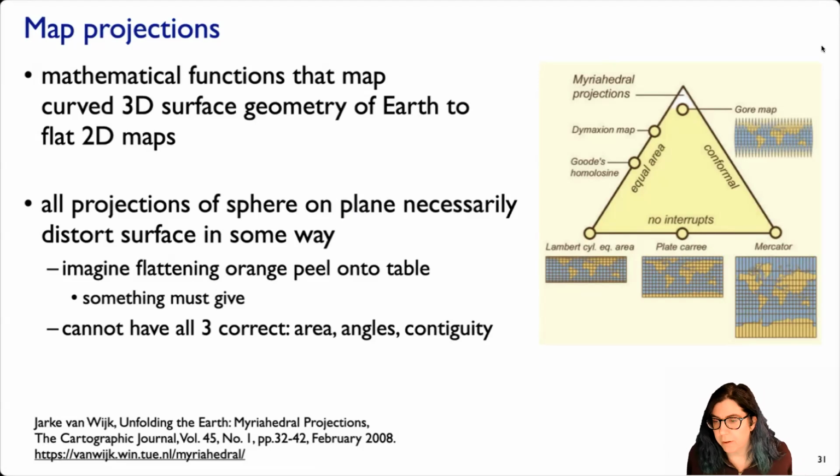So you see on the bottom are maps where you don't have interrupts. Everything is contiguous. And in some, the area is equal, and in others, the angles are equal. Whereas on the top, you've got this approach, and this particular one is called a Gore map. And notice how we give up on having everything be contiguous. There's actually some interrupts in that map projection of an unbroken 3D surface.